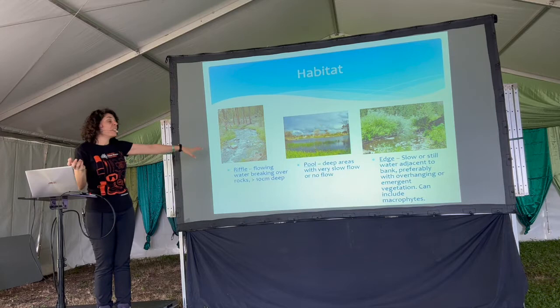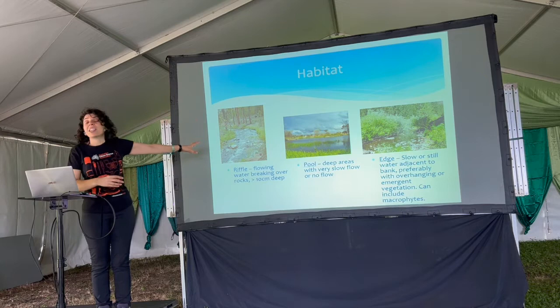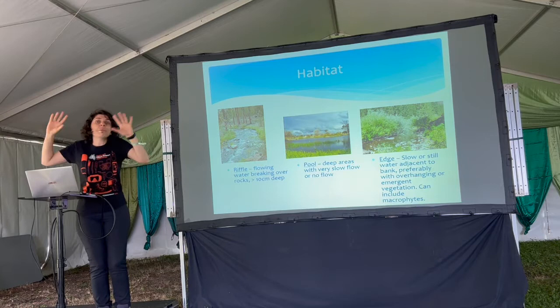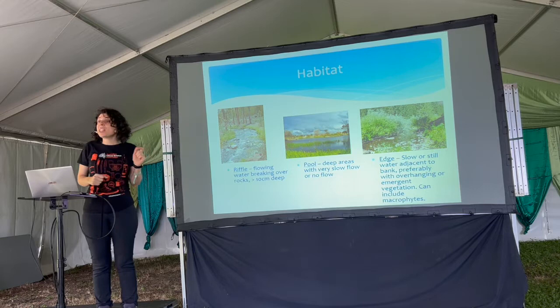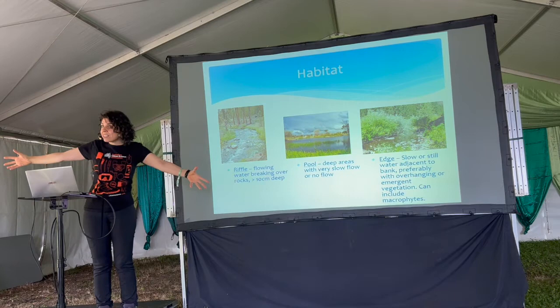In comparison, some of them don't like living in the riffle. There's too much flow, there's too many things coming at them, too stressful, they're not very good swimmers, whatever reason. Some of them actually prefer calmer waters, and so you'll find them more in the pools. So wherever the creek gets wider, the water tends to slow down, and that's where you might find some of those slower swimmers. And then you have the edges.